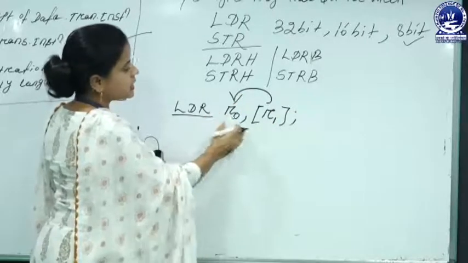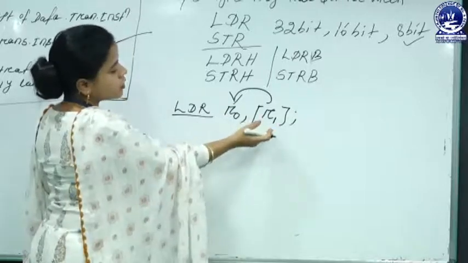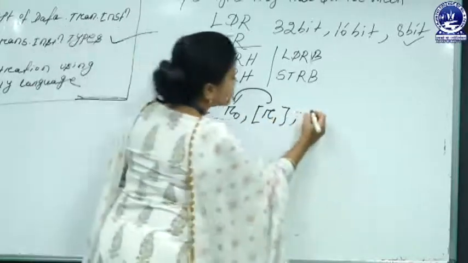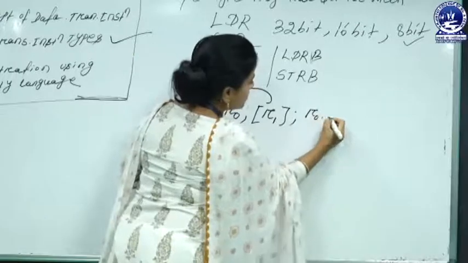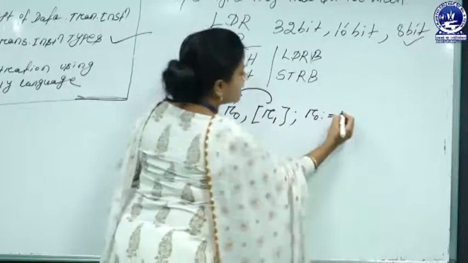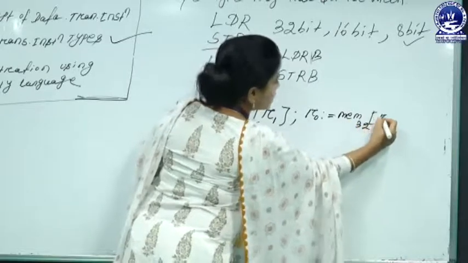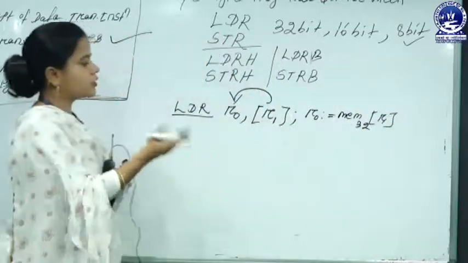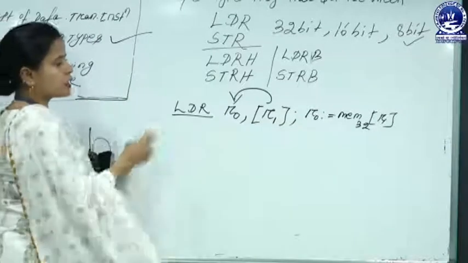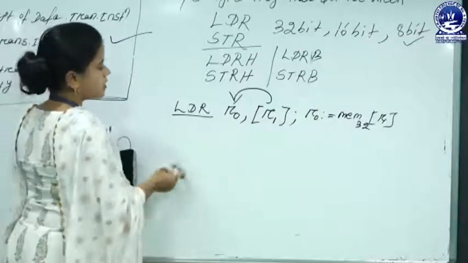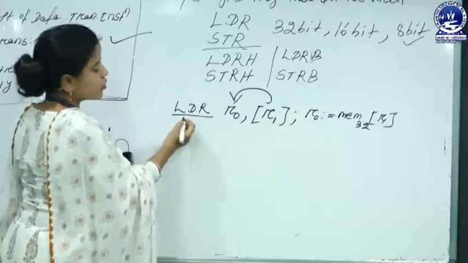That means the data transfer is happening from memory to registers. So it is rewritten as R0 equals memory of 32 of R1 locations. That means you fetch all the data and store it in R0. Similarly, how are the store commands written?